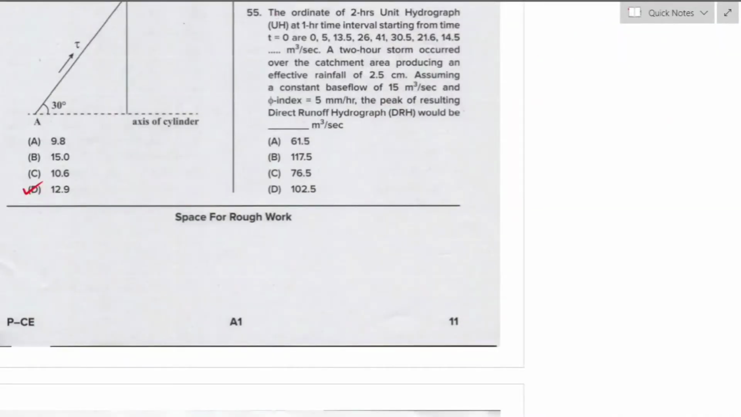Question number 55. The ordinate of 2-hour unit hydrograph at 1 hour time interval starting from the time t equal to 0 are following. These are the ordinates in meter cube per second. A 2-hour storm occurred over the catchment area producing an effective rainfall of 2.5 cm. Assuming a constant base flow of 15 m3 per second and phi index as 5 mm per hour, the peak of resulting direct runoff hydrograph would be, from the following ordinates.